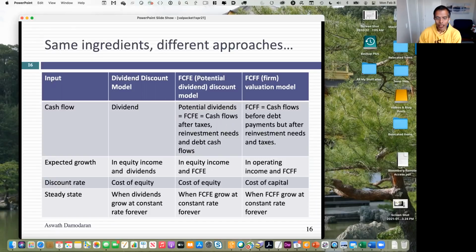And if you decide to use potential dividends, it's still an equity cash flow, so your discount rate is still a cost of equity. But now your work of forecasting future numbers becomes trickier because you have to project out net income, you have to project out debt.